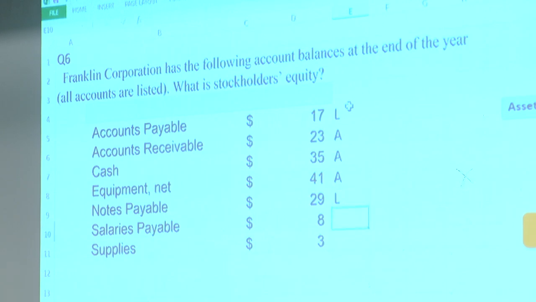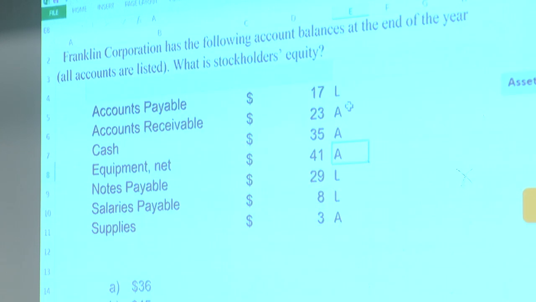Notes payable, liability. Salaries payable, liability. Supplies, asset. What are supplies? The notebook, the pen, every office or company supply. So we have 4 assets and 3 liabilities. And since the question says all accounts are listed, we can purely sum them up, right? Sum up the assets and sum up the liabilities, and these will be the final amounts of assets and liabilities, and then we can calculate stockholders' equity.